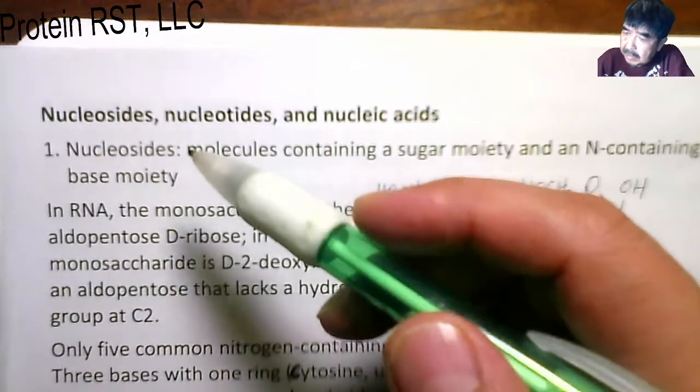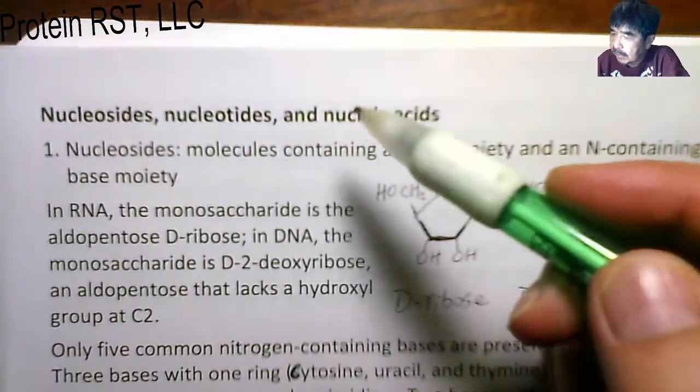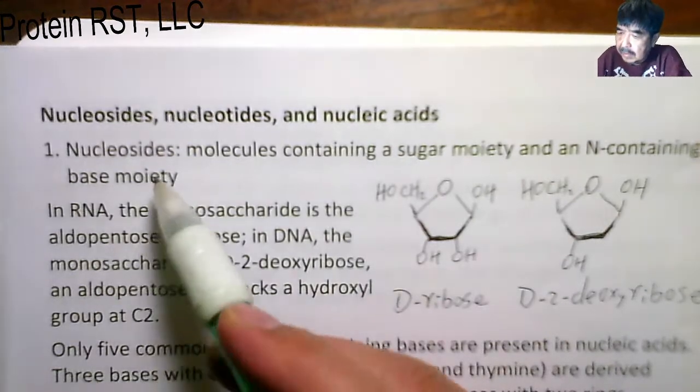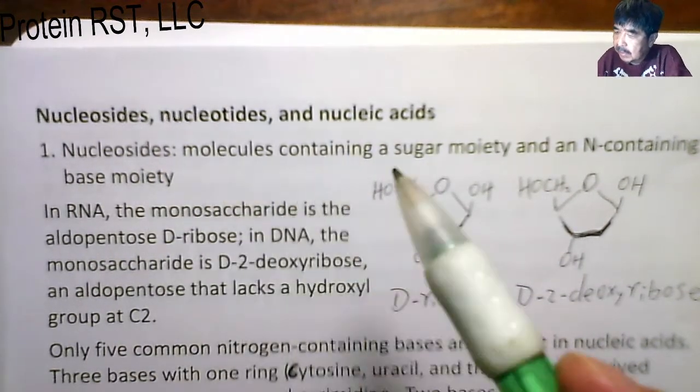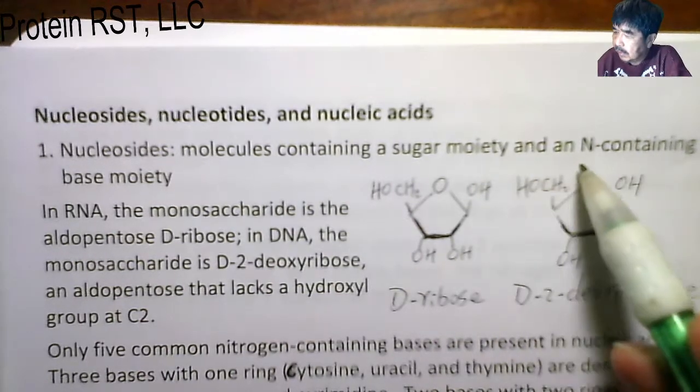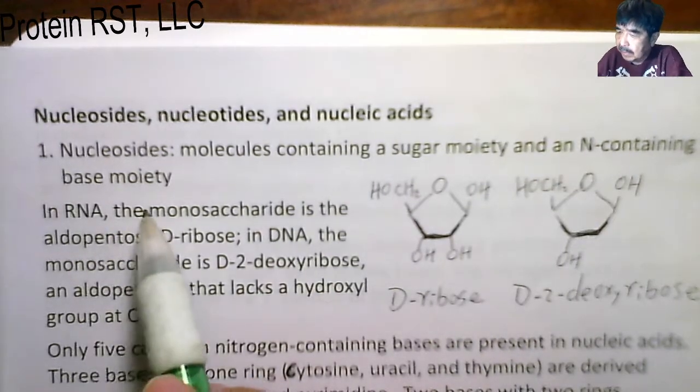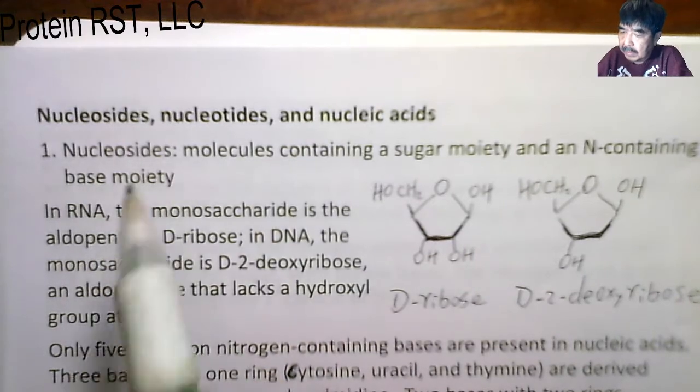Let's take a look at nucleosides, nucleotides, and nucleic acids. So first, let's take a look at nucleosides. Molecules containing a sugar moiety and a base moiety, but no phosphate, are nucleosides.